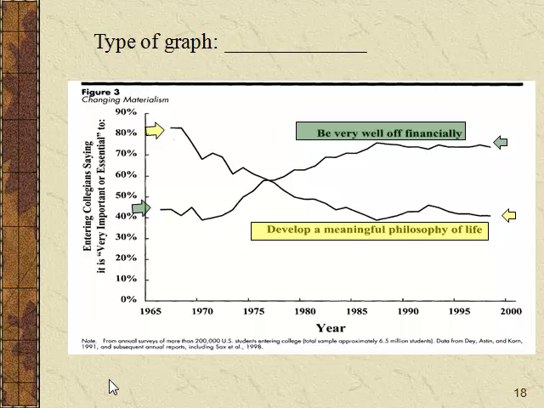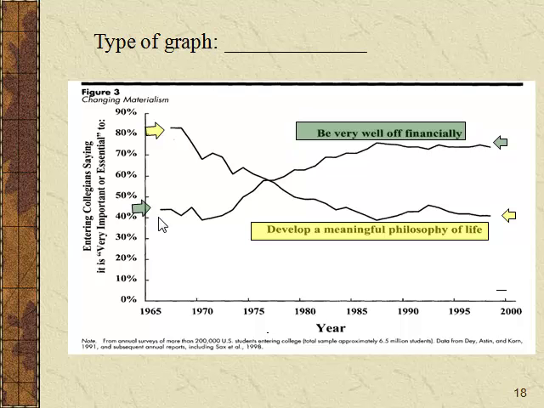All right, here's another graph. Interesting. It shows the percent of people in each specific year from 1965 to 2000 that answered in a certain way. And these are entering freshmen, people that are entering college for the first time, and they're answering whether or not it's very important or essential that these things be true. So I'm going to pause for a second here and have you hit pause and determine what kind of graph this is.